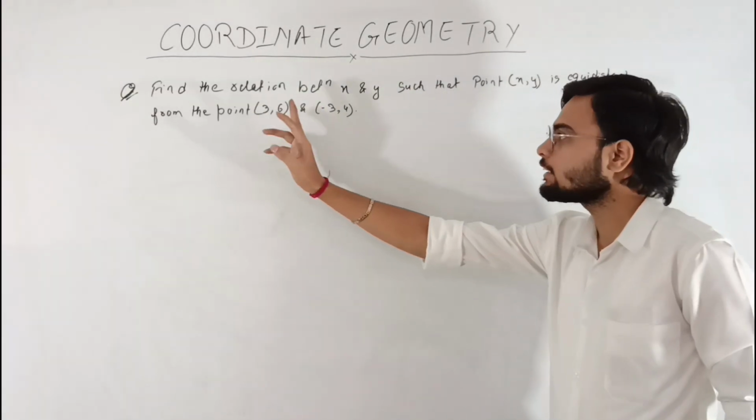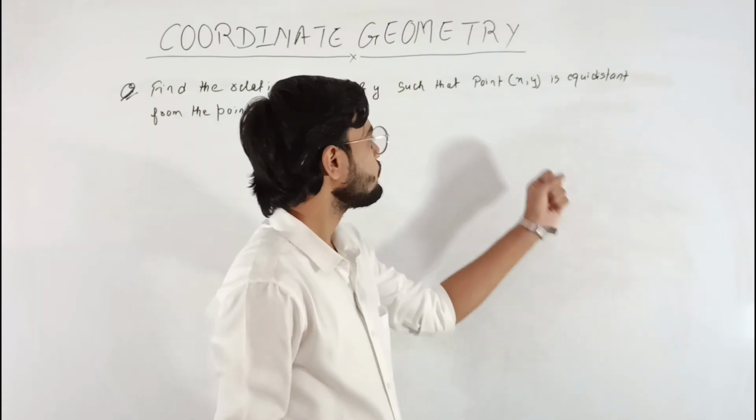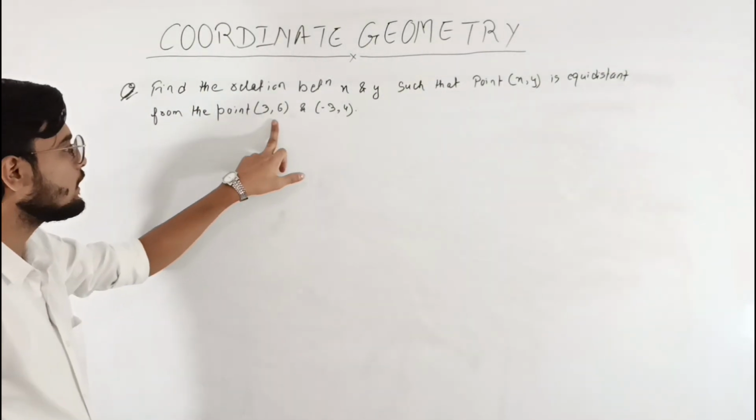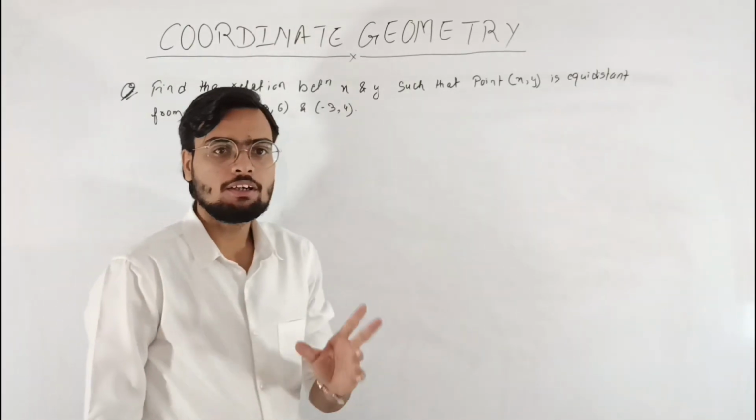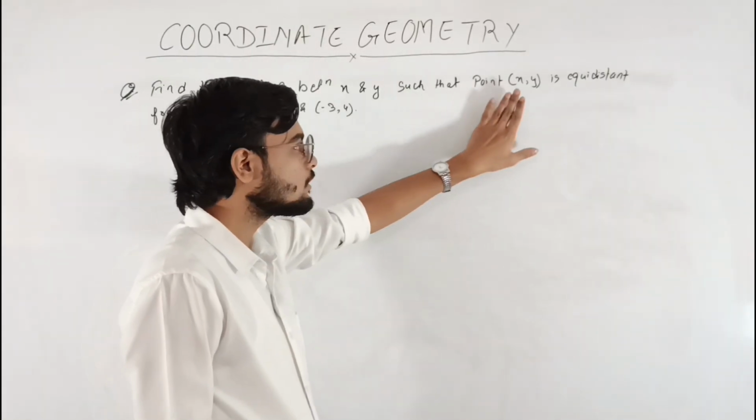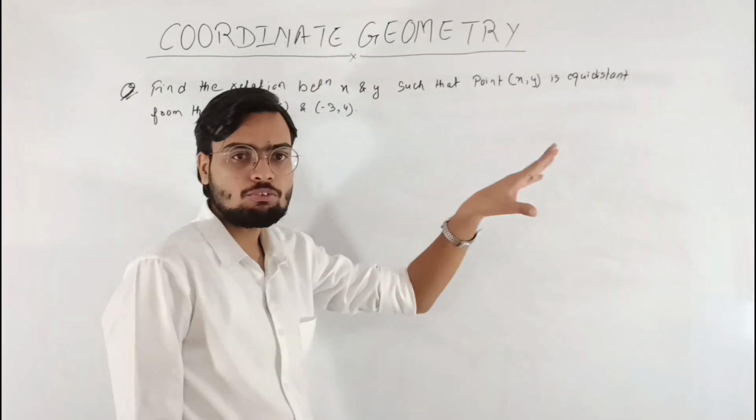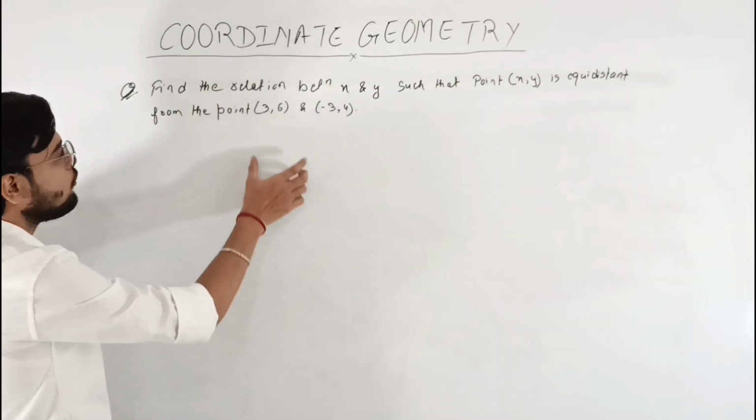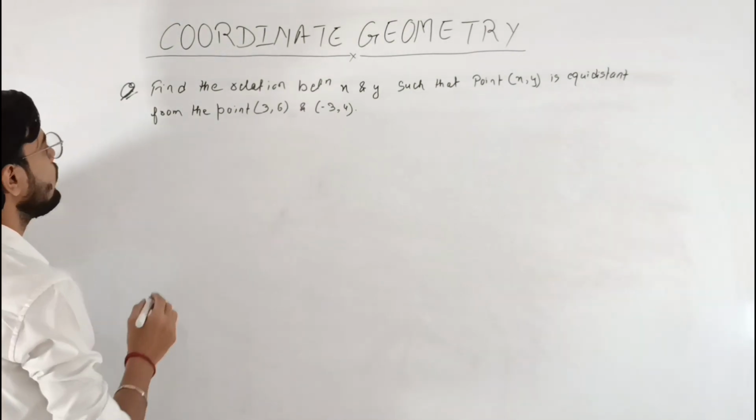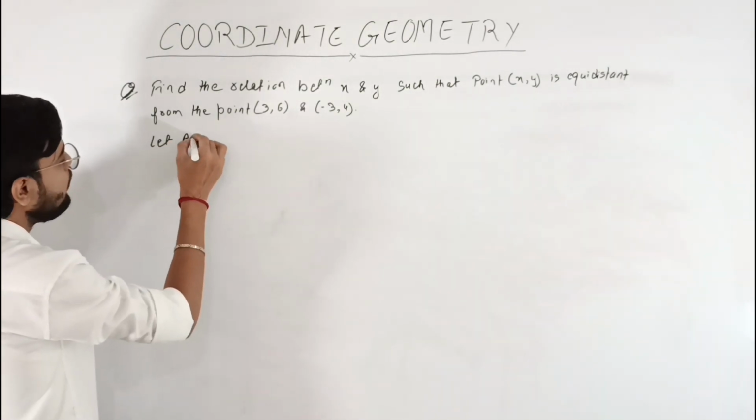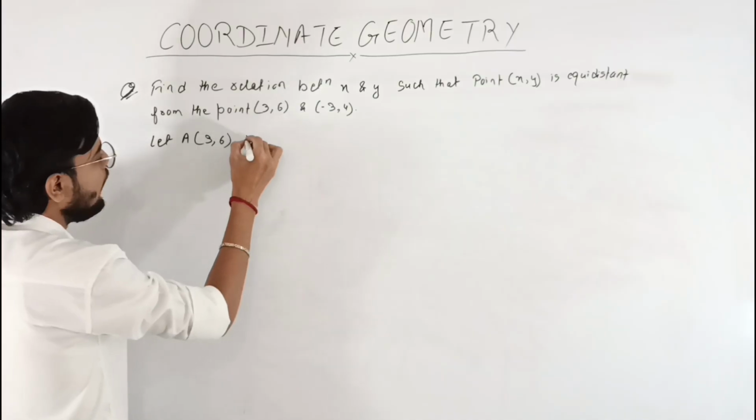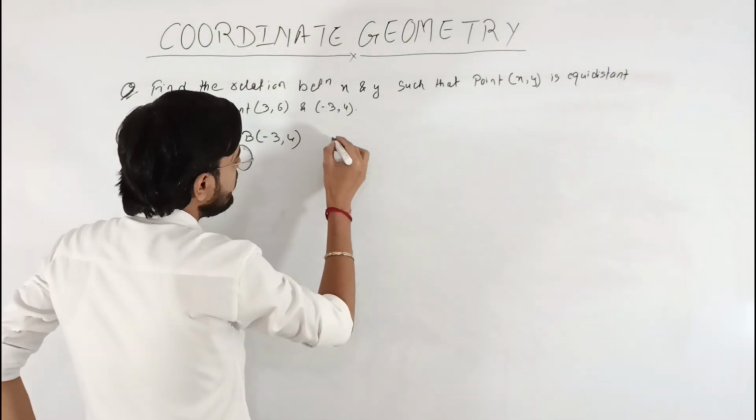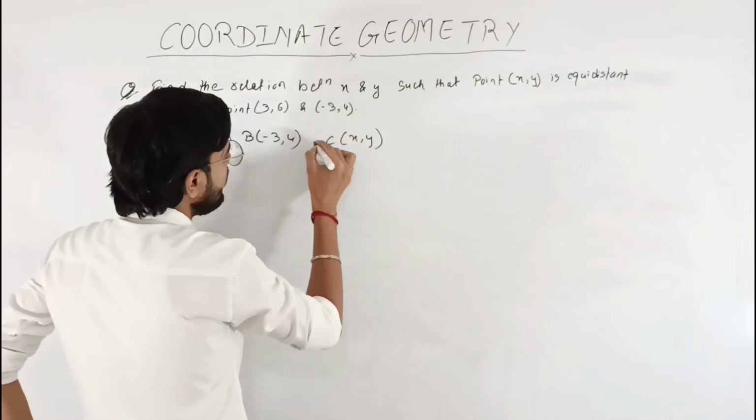The question is: find a relation between x and y such that the point x, y is equal distance from the points 3, 6 and minus 3, 4. Look, we have one point, and the coordinates of this point, x and y, are given. We have to find the relation between x and y. Okay, and this point is equal distance from these two points. So first we name all the points. Let point A be 3 and 6, and point B is minus 3 and 4, and let this point be C, which is x and y.